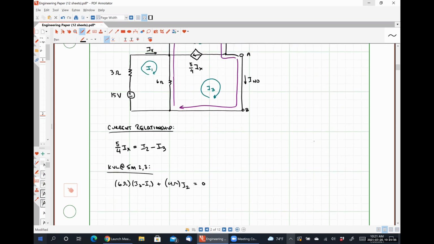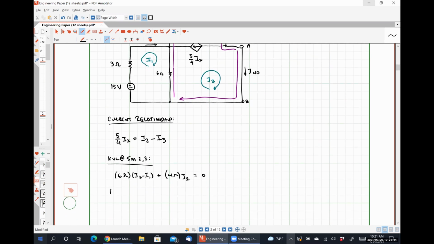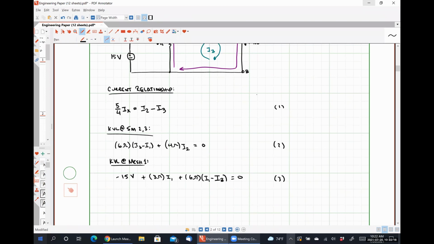Now I'll write my equation for mesh 1. And so when I start at the bottom left-hand corner, I see the negative polarity terminal of the 15-volt source. Then I will have plus 3 ohms times I1 plus 6 ohms times I1 minus I3. Set this equal to 0. I now have 1, 2, 3 equations. Technically, I have another equation that I need to write, so I'll go ahead and do that real quick.